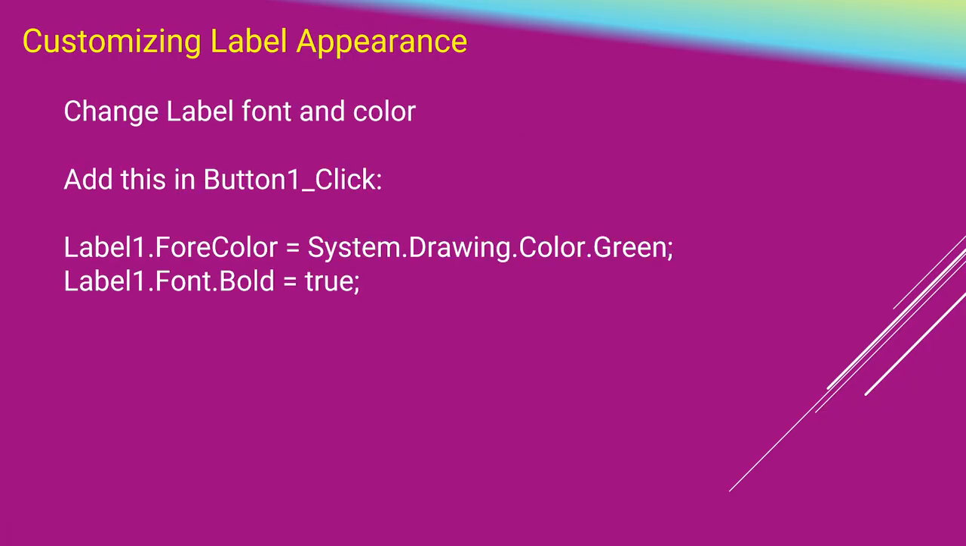Let us make the label visually appealing. In the button 1 click method, add lines to change the font color and make it bold. This makes the feedback more noticeable when the button is clicked, helping to capture the user's attention.